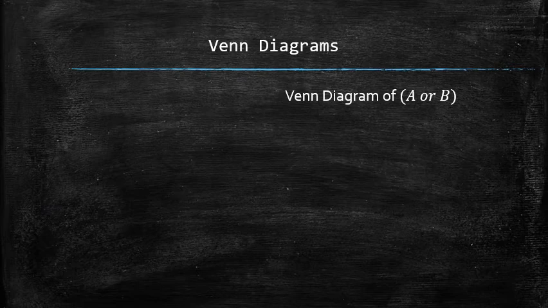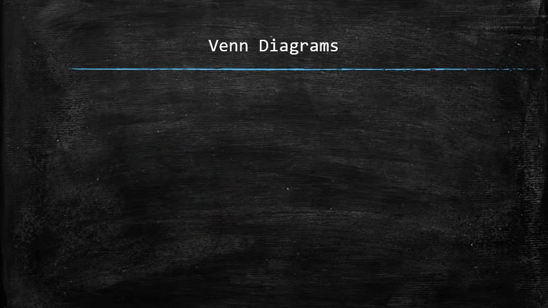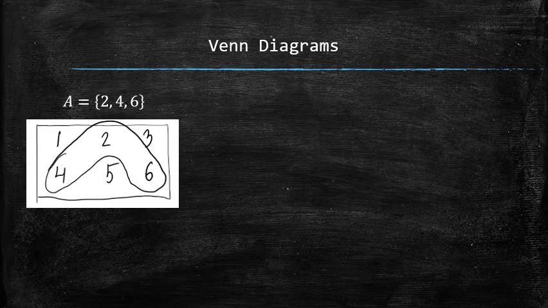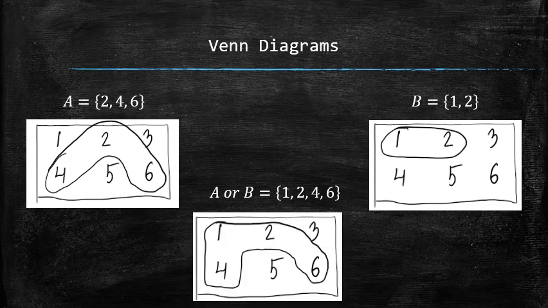This is what the Venn diagram for the union of A and B looks like. For example, let A be an event in which we roll a die and get an even number, with the following Venn diagram. And let B be an event in which we roll a die and get a number less than 3, with the following Venn diagram. The Venn diagram for the union of A and B can be easily derived from the Venn diagrams of A and B in the following way.